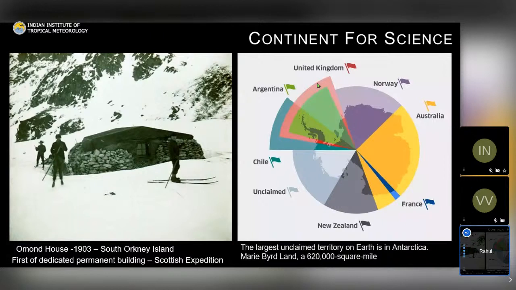So who are the big players? It's there, up there: United Kingdom, Argentina, Chile, New Zealand, France, Australia, and Norway. But there is still an unclaimed land, very interestingly, because man is greedy, but still, because this is highly inaccessible and inhospitable, this is very bad land. So it's huge, but still no claimants.